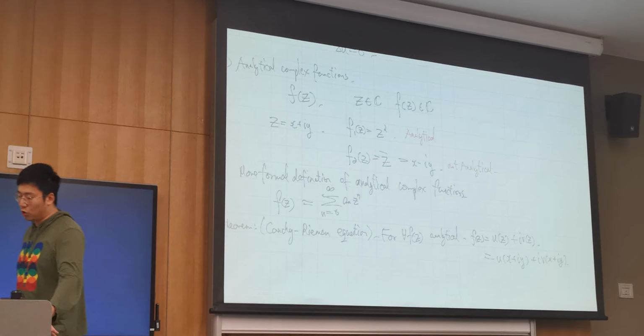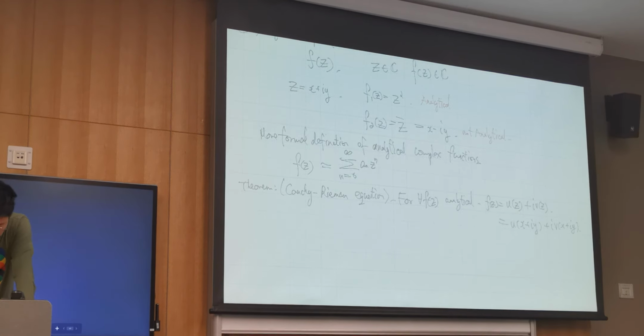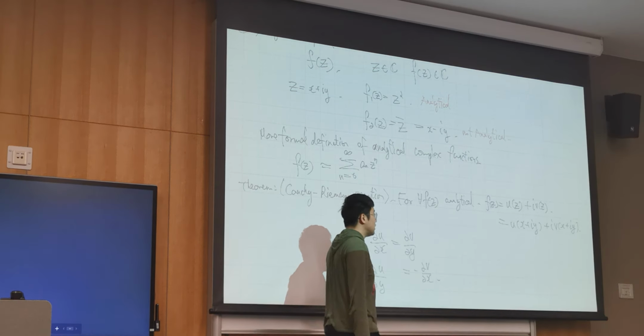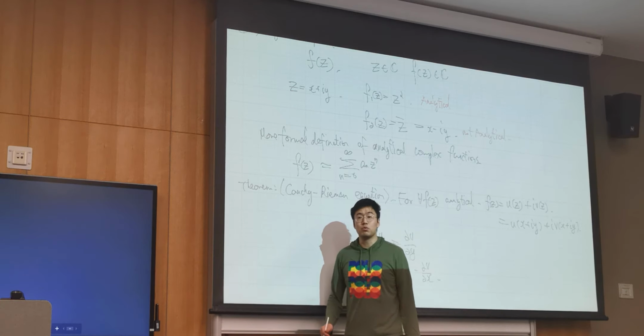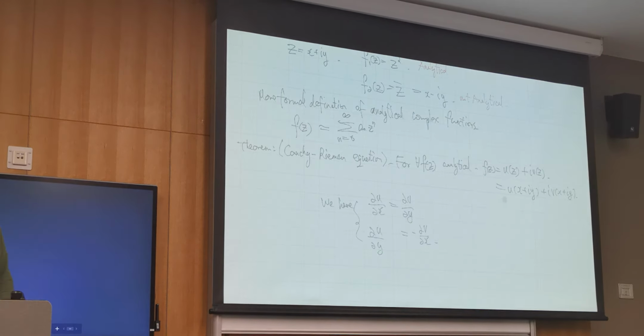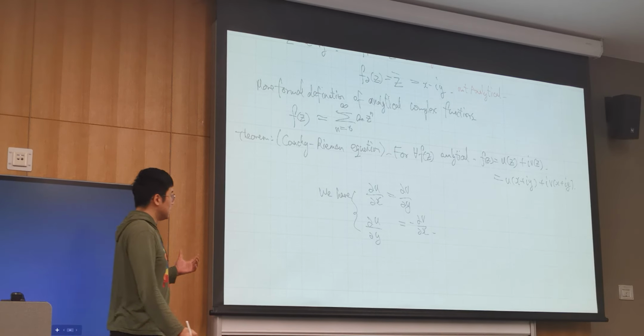So the Cauchy-Riemann equation asserts that we always have partial u partial x equals partial v partial y, and partial u partial y equals negative partial v partial x. These two things have to be true at the same time. It's actually not so hard to prove. This is one of the exercises.